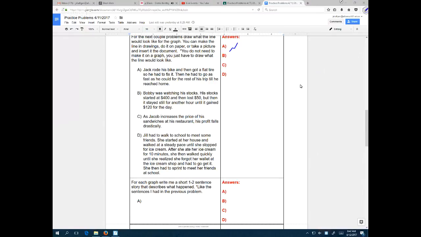Next one. Bobby was watching his stocks. His stocks started at 400, lost 50 bucks, then stayed still for about another hour until it gained 120 for the day. So you should know that one started at 400. Okay, Jared, you want to try that one? Emily, you got the next one?